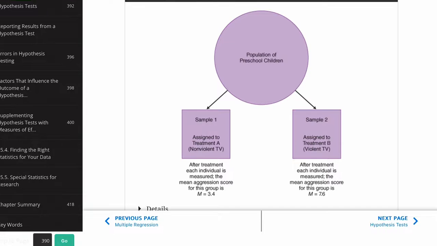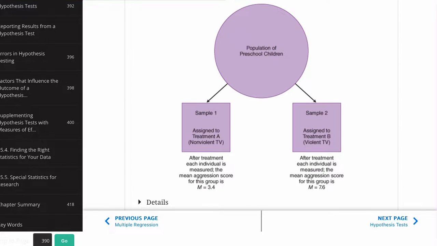And after that, their means are assessed for aggression, and the average mean for sample one is 3.4. The average mean for sample two is 7.6. You see that at the very bottom there. And so there's about a 4-point difference between the sample means. So does that mean that watching violence on TV actually did increase the aggression in sample two? Like, is that 4-point difference real? Does that mean that the treatment, the violent TV watching, had an effect?